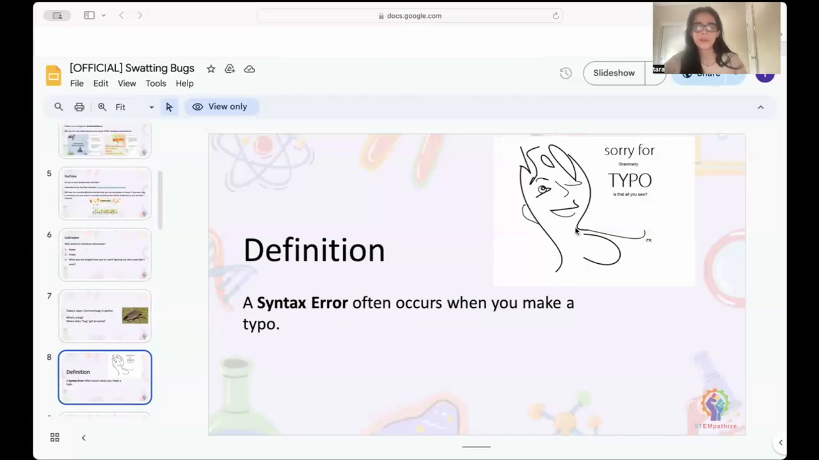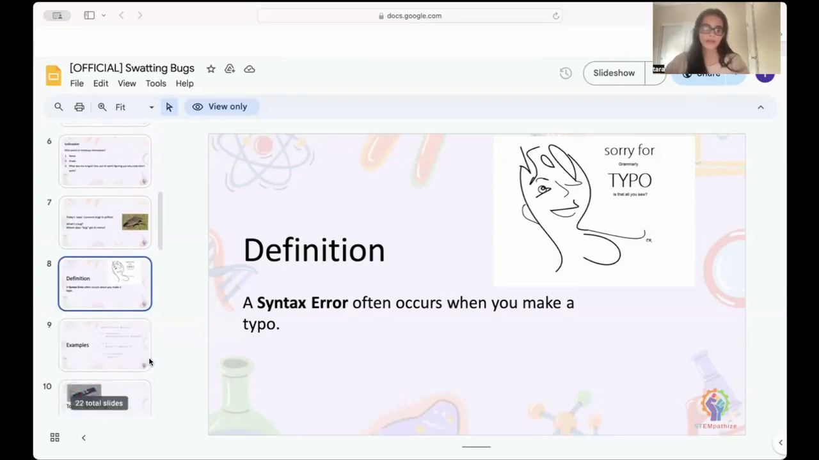First we're going to start with the syntax error. A syntax error often occurs when you make a typo. A significant example of this is, let's say you were spelling banana, but you put two N's at the beginning and then another N at the end. That's like a syntax error. If you've done an English class, they've probably talked about the word syntax before. So a syntax error often occurs when you make a typo, and you can also look at this image. Sorry for typo. That's kind of an error.